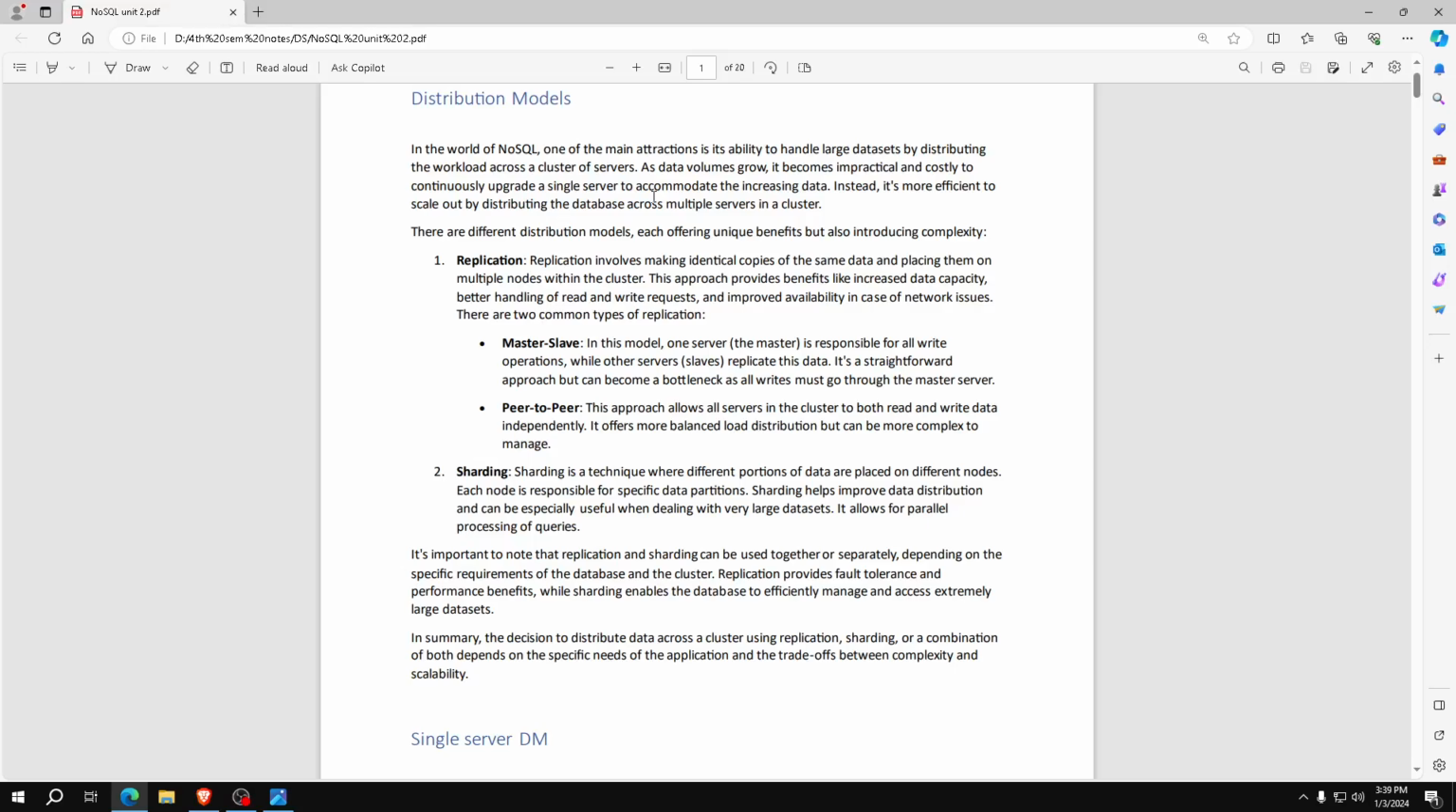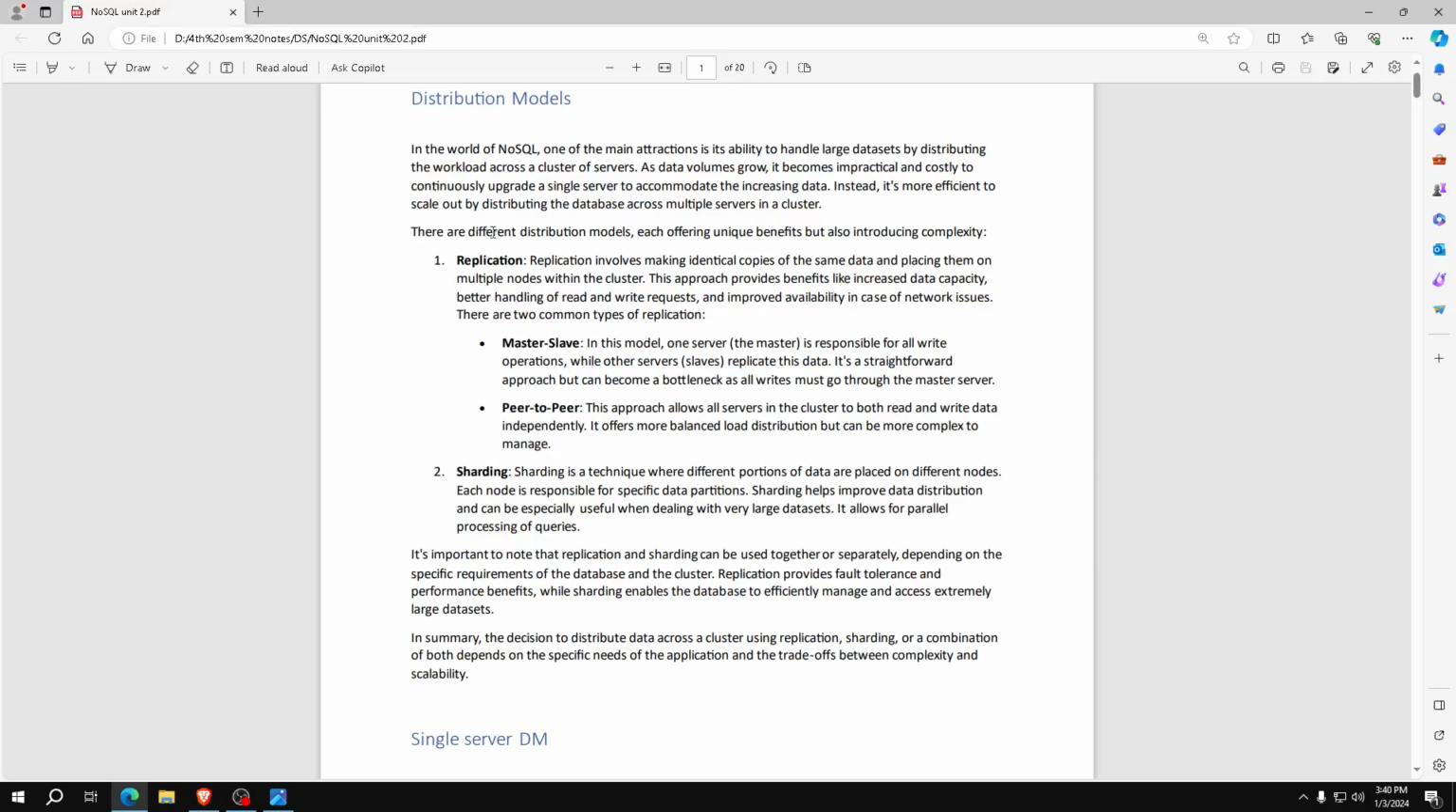So in that case, we can use another model called a distributive model or a distribution model, where you use a cluster of servers in order to store the data. There are two methods in using a distribution model: replication and sharding. And you have to understand, it's more efficient to always scale out rather than scale up. Scale up will always be practically impossible at a certain limit, and scaling out, as of now, doesn't have any limits.